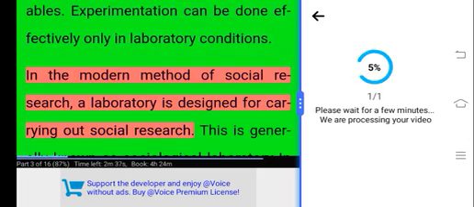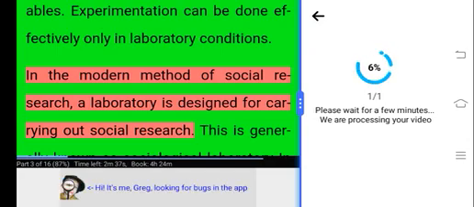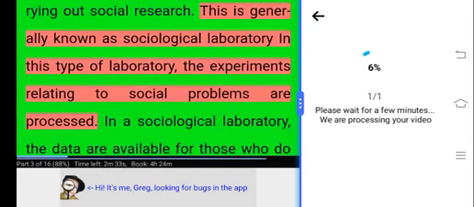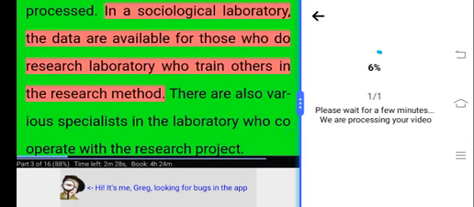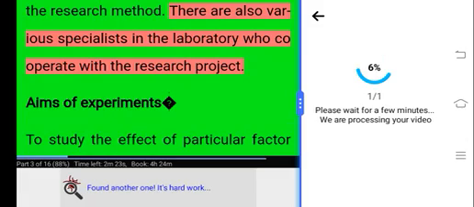In the modern method of social research, a laboratory is designed for carrying out social research. This is generally known as sociological laboratory. In this type of laboratory, the experiments relating to social problems are processed. In a sociological laboratory, the data are available for those who do research, and the laboratory trains others in the research method. There are also various specialists in the laboratory who cooperate with the research project.